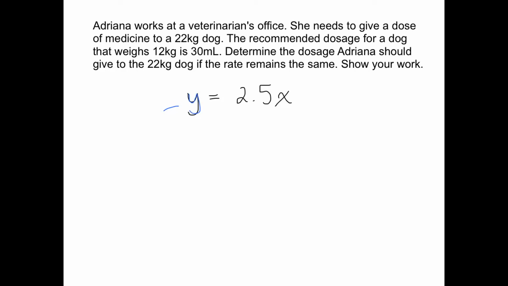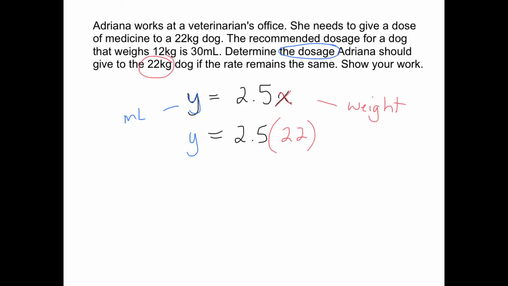Remember, y represents the amount of medicine needed in milliliters, and x represents the weight of the dog. Which variable can you replace? Do you know the amount of milliliters, or do you know the weight of the dog? Think about what your unknown is, and think about what you know. Well, what we don't know is how many milliliters, because we're trying to find the dosage. What we do know is the weight of the dog. The dog weighs 22 kilograms, so I'm going to replace x with the number 22. Therefore, y is equal to 2.5 multiplied by 22, since x represents the weight.